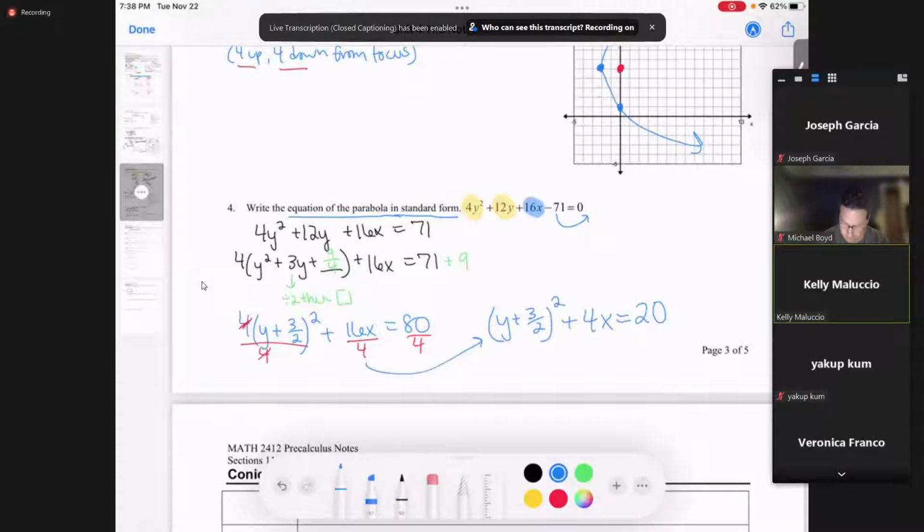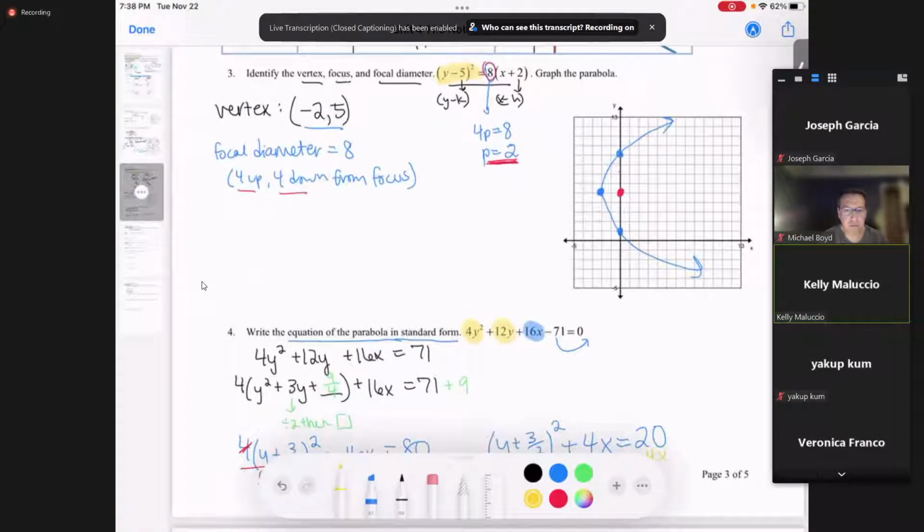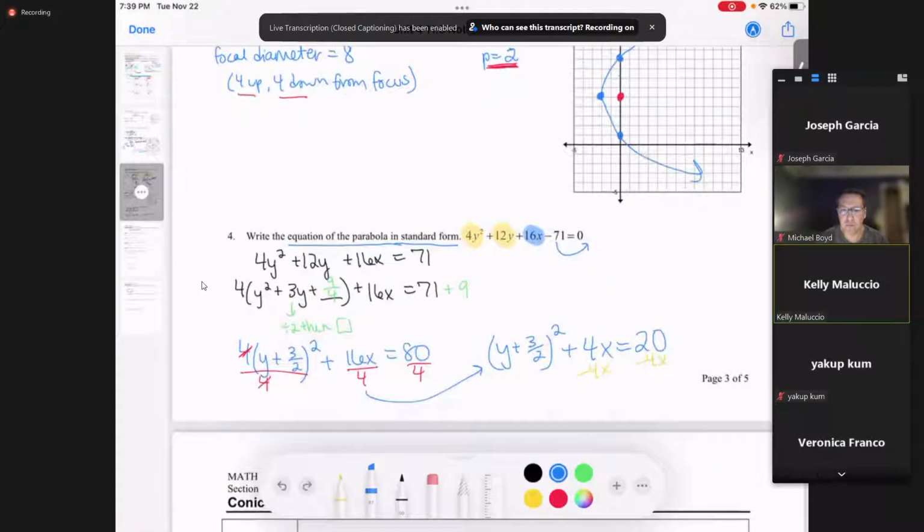And then I want to move the 4x over, and you could have done this at the start. You can scroll all the way up, but I want it to look like this, right? So I have my y on the left-hand side all set up nice. And so I have y plus 3/2 all squared equals -4x plus 20, which I can rewrite as -4 times x minus 5, right? And then I still have y plus 3/2 all squared.